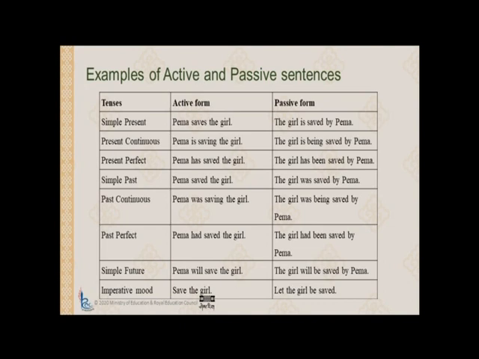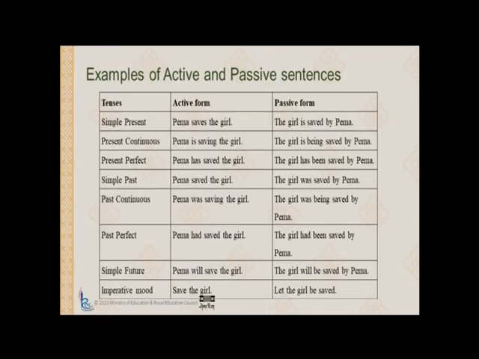When we say Pema saves the girl, Pema is definitely the subject, saves is the verb there, and the girl is the object. So Pema is performing an action. Pema is active. Pema performs the action of saving the girl. So this is an example of an active voice.